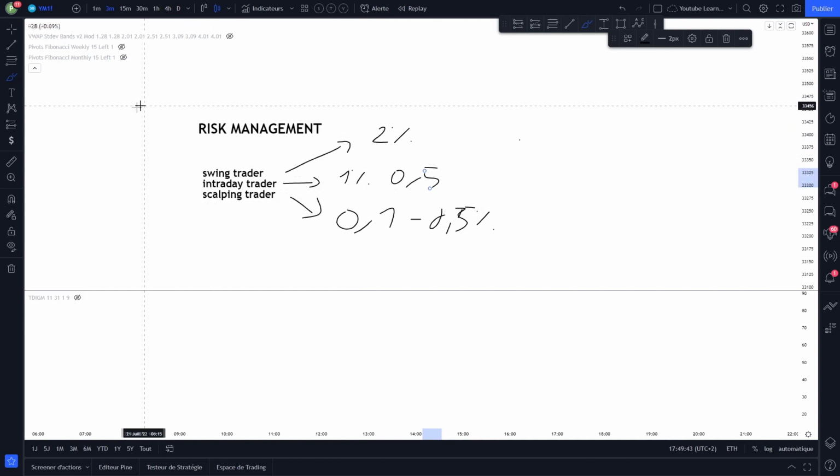I also set up some rules. So every day, if I lose three trades in a row, I will just stop for today and have a big break. And it's the same thing if I'm on a winning streak. If I made a lot of money for the day, I will just stop for the day, because I want to save all my gains, and not risk losing everything that I made for the day.